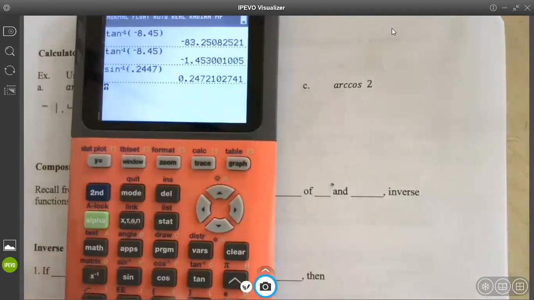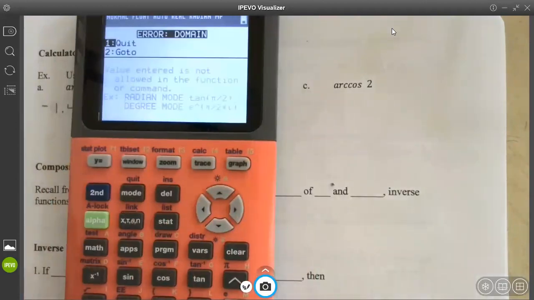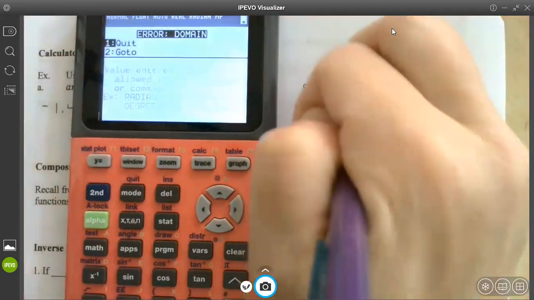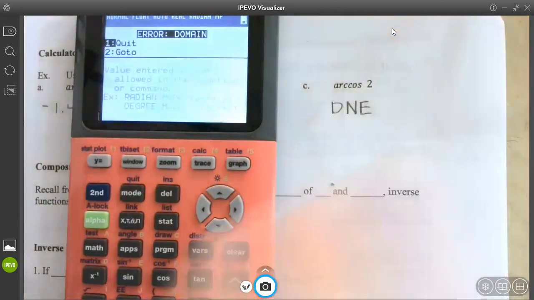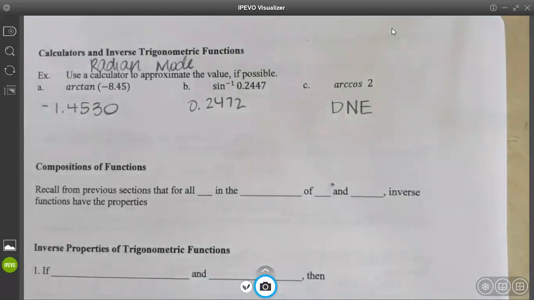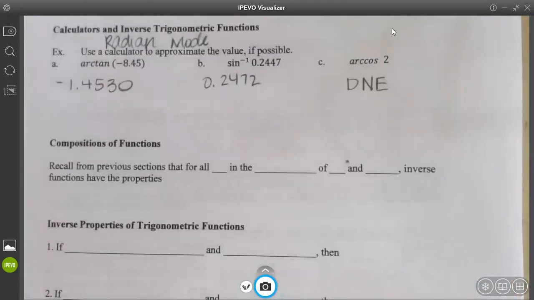And then arc cosine, so second cosine of 2. What happened? Error. It does not exist because it falls outside of the range. So DNE means does not exist. That'll give you a weird radian.